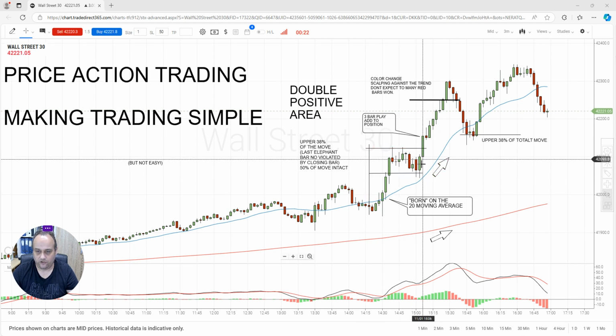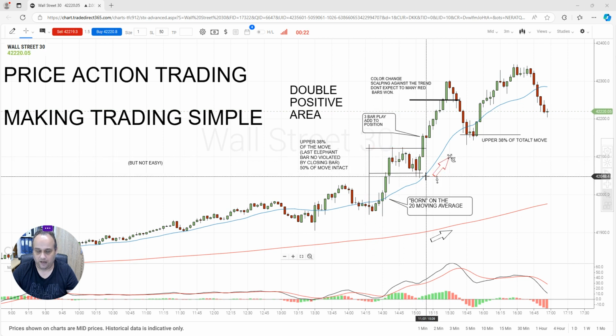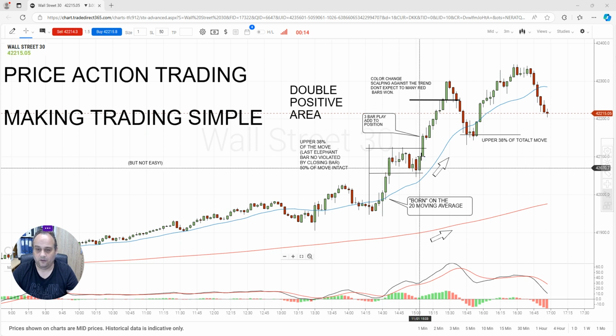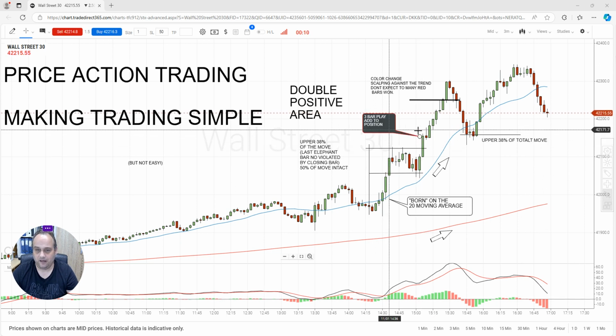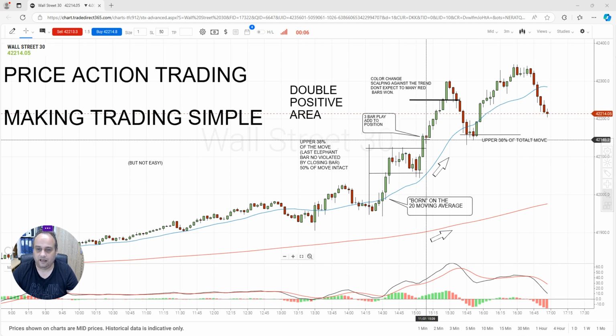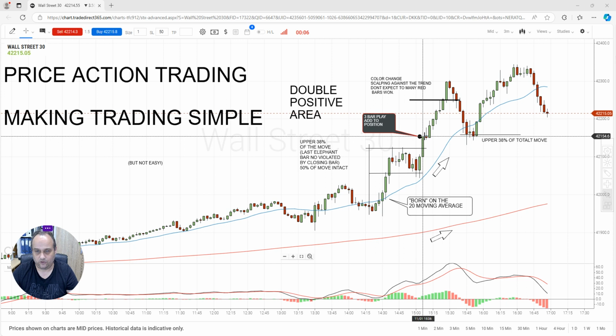We have a color change at or near the blue line. In this case, the price is over both the blue line and the red line, and therefore we're in the double positive area, and that means that the trend is relatively strong. So price continues up, and it makes what's called a 3-bar play, or red bar ignored, whatever it's called. And in this case, you can actually add to the position.